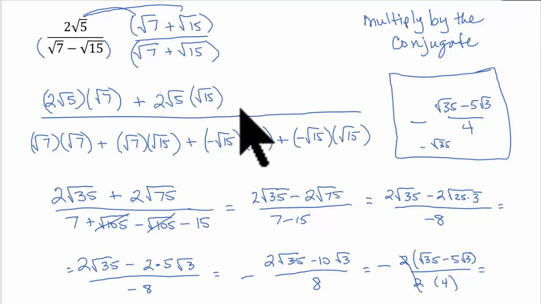Oops, hang on, I see a mistake here. I went from a plus 2 square roots of 75 to a minus 2 square roots of 75 right there. So that's a boo-boo. That should be a plus.